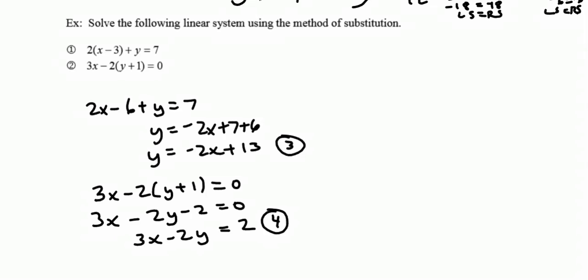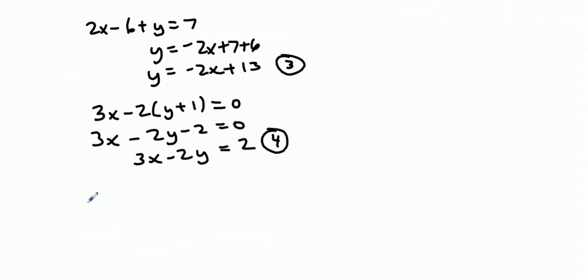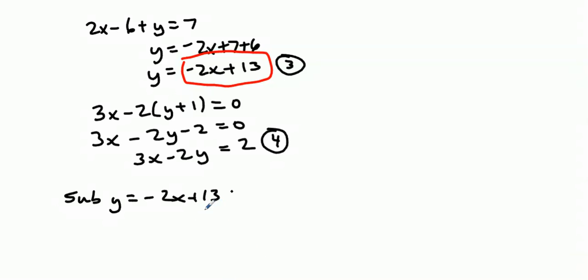So now I'm going to use this system here to solve. I'm going to use equations 3 and 4. So now I have one isolated already. So I'm going to take the right-hand side of number 3, and in number 4, wherever there's a y, I'm going to replace it with minus 2x plus 13. Here we go. So sub y equals negative 2x plus 13 into 4.